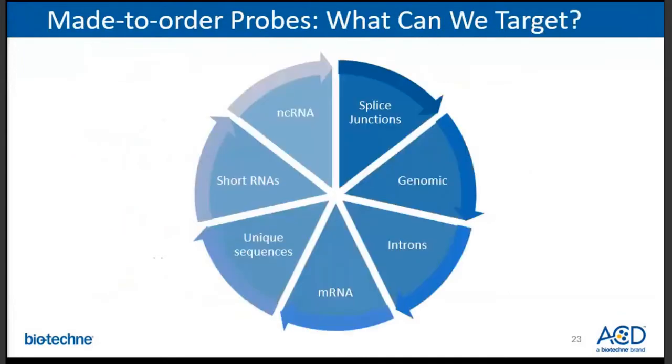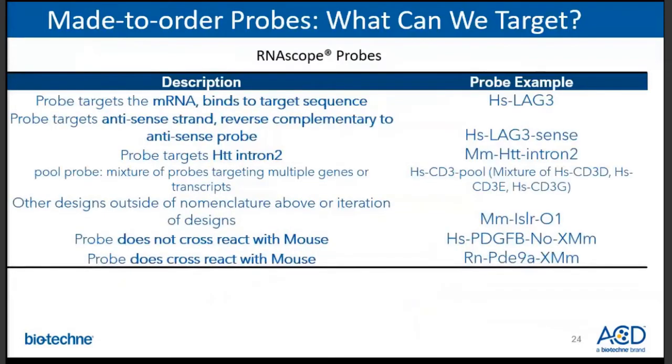So I think what most people are here for today is to see what we can target and how we target these regions of interest and give you a highly specific and sensitive probe. With made-to-order probes, we can target tons of different types of mRNAs and RNAs. Some of our common targets are non-coding RNAs, splice junctions, genomic regions, introns, mRNA unique regions, and also short RNAs. Examples of these can be found in our ACD catalog, ranging from standard RNA probes like the human LAG3 probes, also standard intronic probes where we can target the intron 2, and also different pool probes.